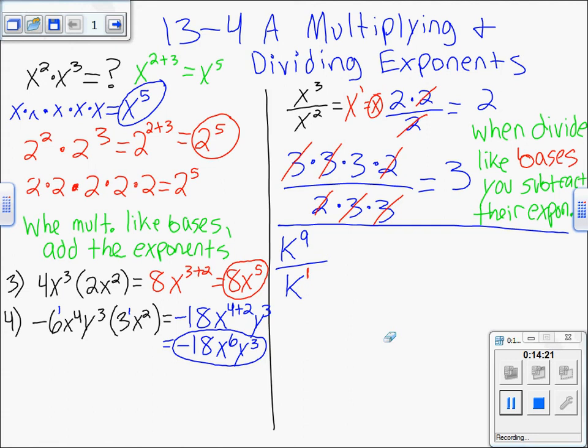So what we said was subtract their exponents. So 9 minus 1 is 8. So to show our work for this, the answer is k to the, 9 minus 1. The answer is k to the 8th power. That's the answer to that question.